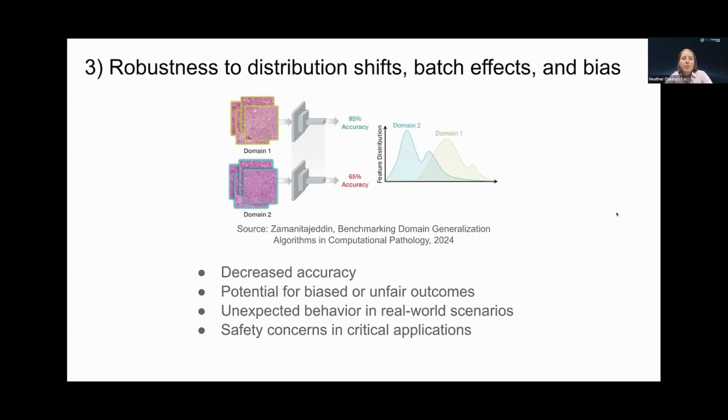These are some of the most common challenges that I run into on projects. Sometimes the challenge is obvious and known at the start of a project. Other times it's more subtle. But identifying and addressing it is important because it can decrease the accuracy of your model when deployed. It creates the potential for biased or unfair outcomes. It can cause unexpected behavior in real-world scenarios and can cause safety concerns, especially when we're talking about medical applications.